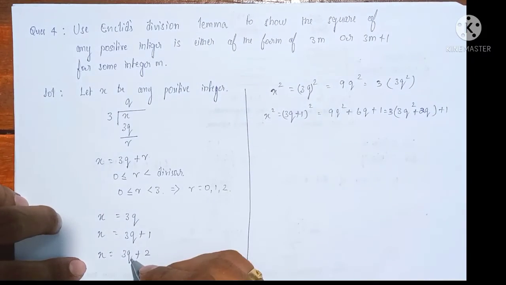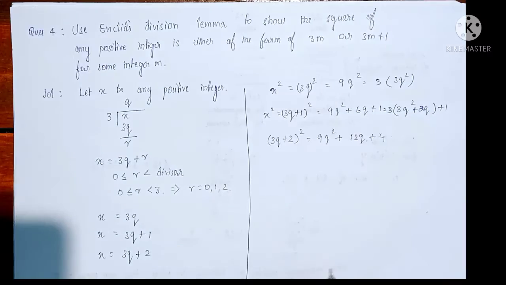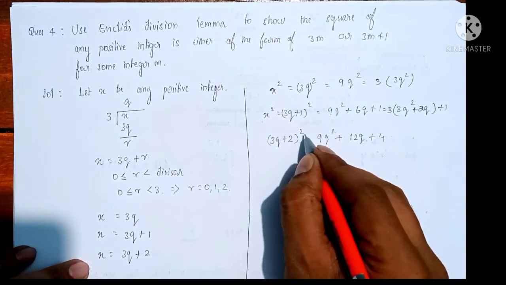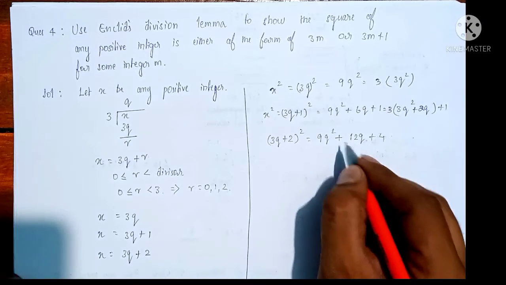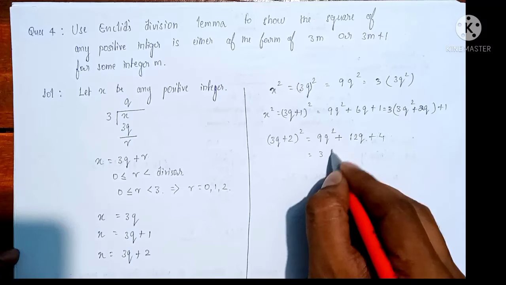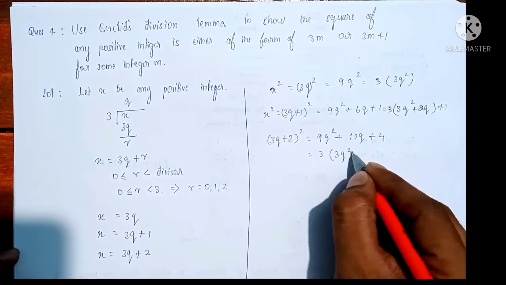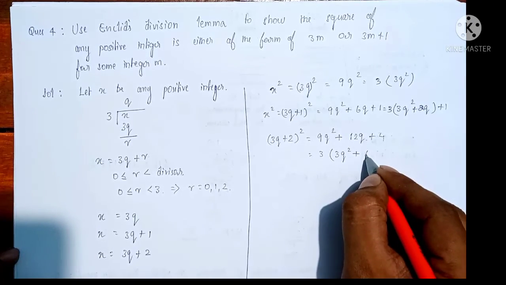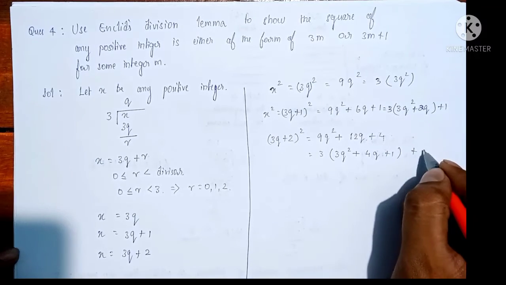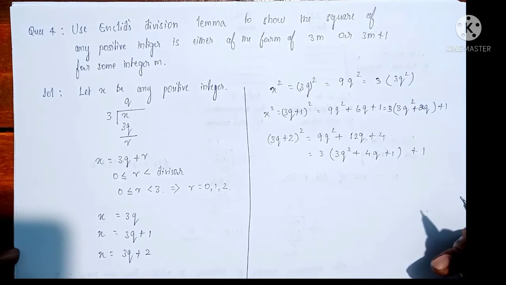Clear? The next value is 3q plus 2. So we can write 3q plus 2 whole square is equal to 9q square plus 12q plus 4. This we can write as 3 into 3q square plus 4q plus 1, plus 1. Is it clear?